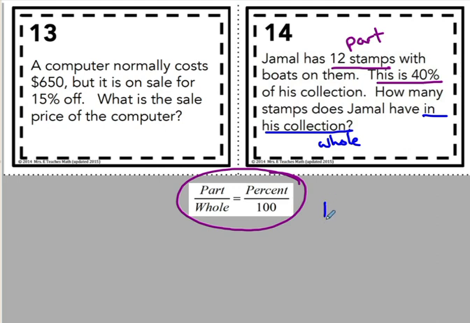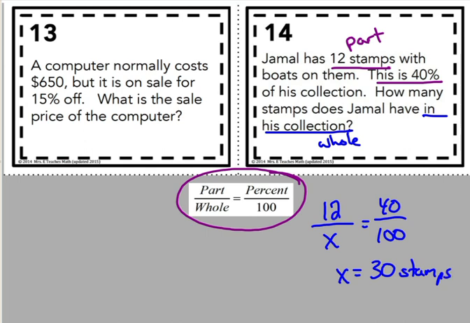So the part goes on top, the whole goes on the bottom, and then I have 40 over 100. So I do my multiplication, 12 times 100 divided by 40, and x is equal to 30 stamps. So he has a total of 30 stamps in his collection.